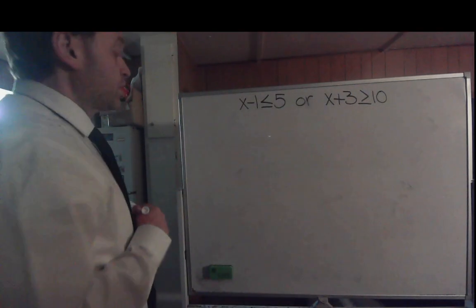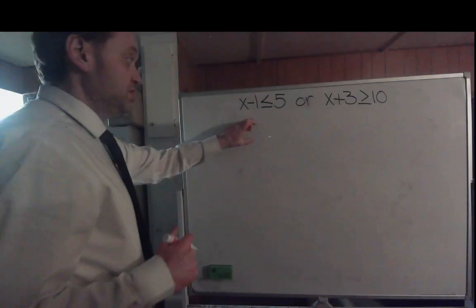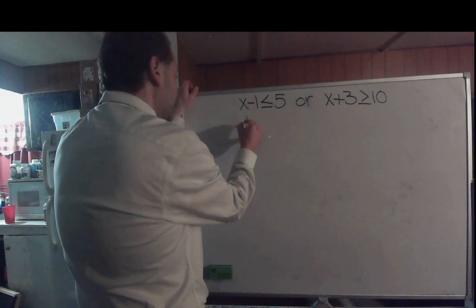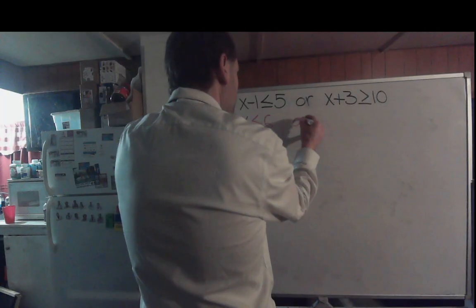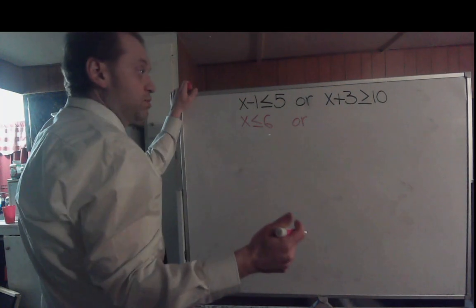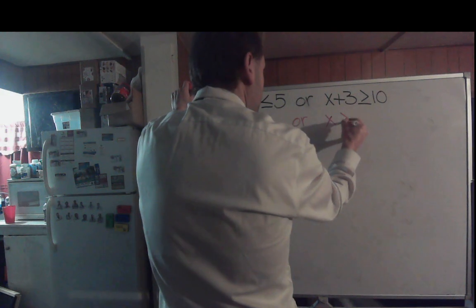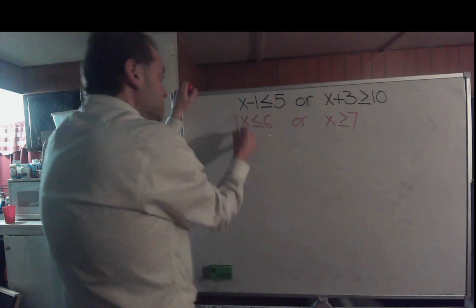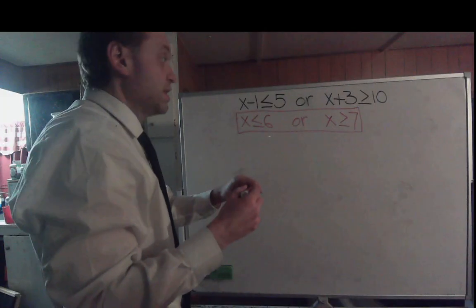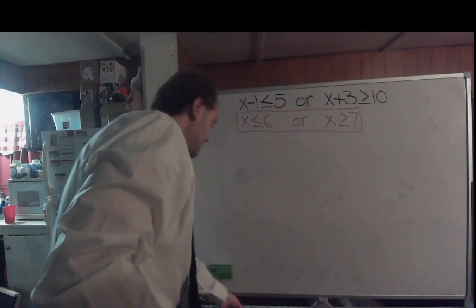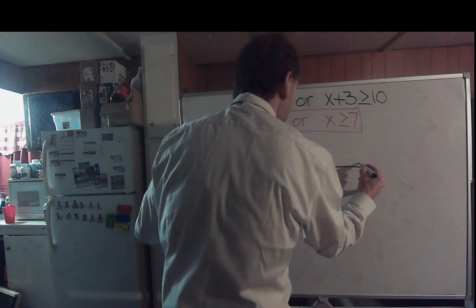So we're going to go ahead here, solve each inequality individually. We'll just add 1 to both sides for the left one. You would just end up getting that x is less than or equal to 6, or then you have x plus 3 is greater than or equal to 10, so subtract 3 from both sides, you would get that x is greater than or equal to 7. So those would be your solutions, that x is less than or equal to 6, or x is greater than or equal to 7. Now let's graph this on a number line. It's going to look a little weird, especially since 6 and 7 are close together in value.